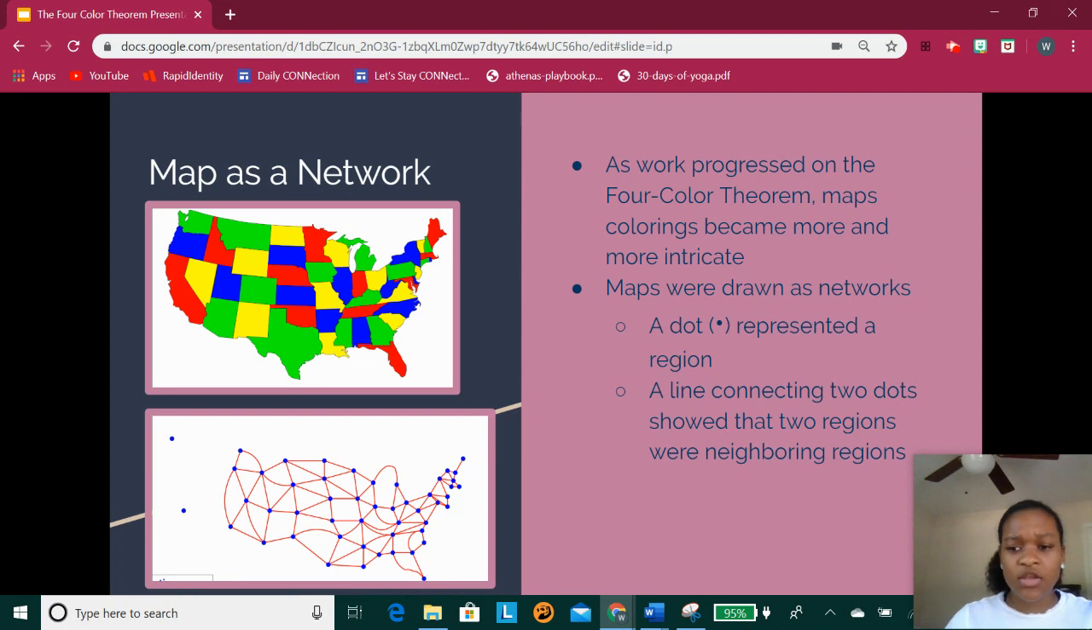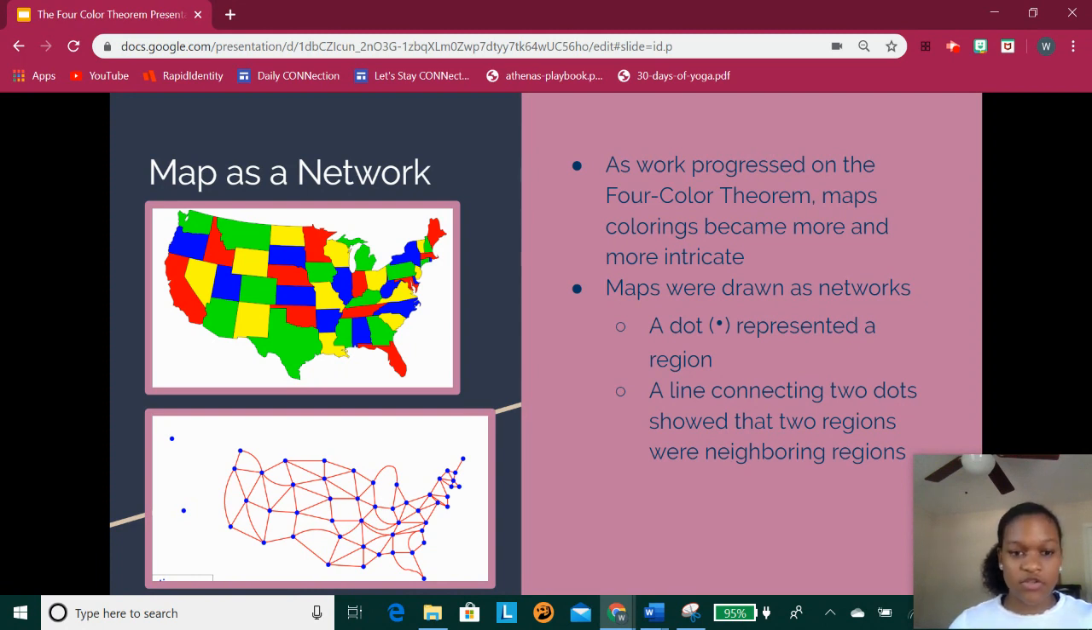Maps as networks. A lot of people throughout history, like century-long history, were working on this problem. And as work progressed on the four-color theorem, map coloring became more and more intricate. Just like when you try to color that map of the United States, it can get very intricate very fast. So to make it a little bit more simple, maps were drawn as networks. A dot represented a whole region, and a line connecting 2 dots showed that 2 regions were neighboring.